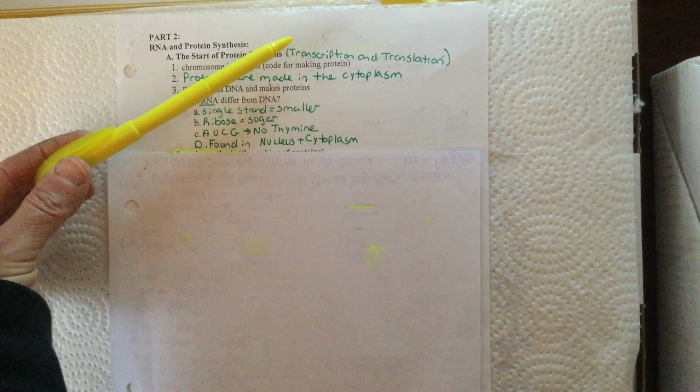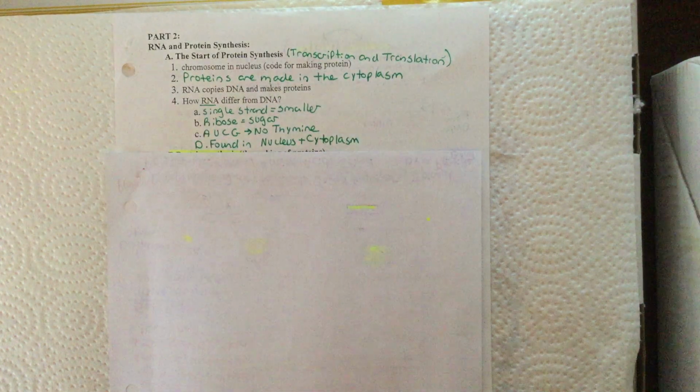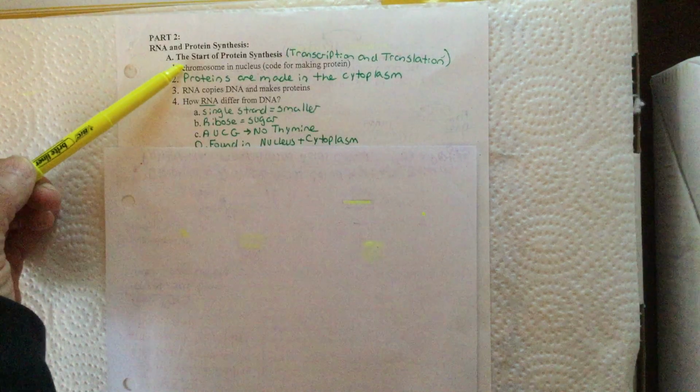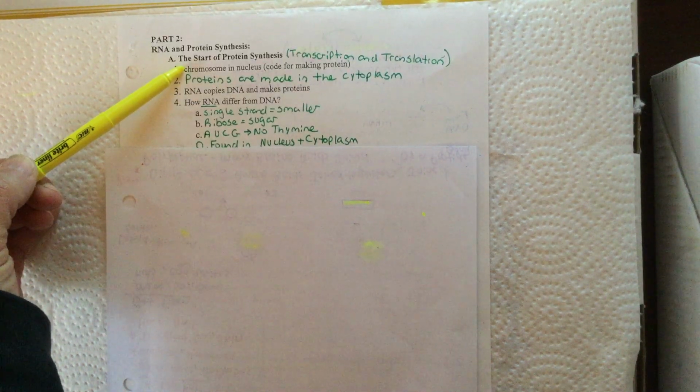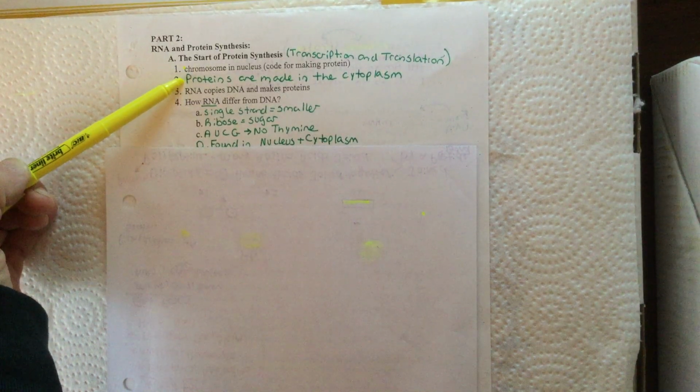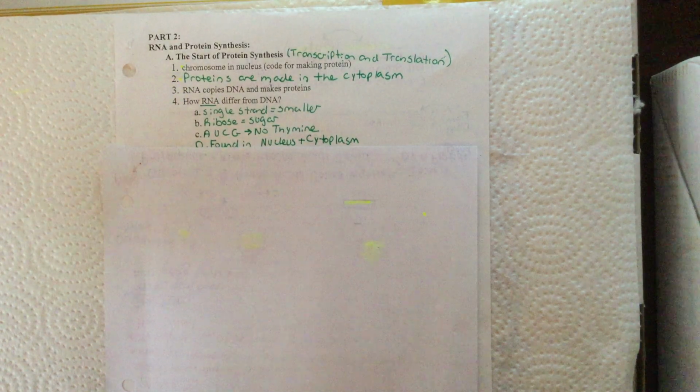The first part that we're going to look at is what's known as transcription. Then we'll go through a process called translation. So what you should know is that chromosomes, which are found within the nucleus and are composed of our DNA, have our code to make our protein. However, proteins are made out in the cytoplasm. So we somehow have to get DNA's code from the nucleus out into the cytoplasm where proteins are made. And that's where RNA is going to come in.